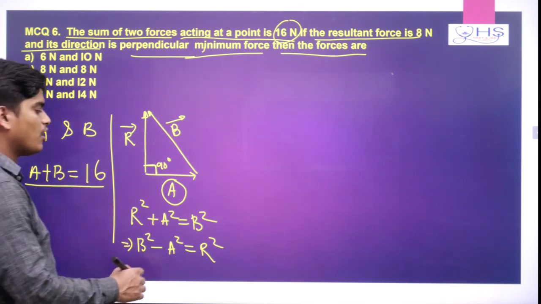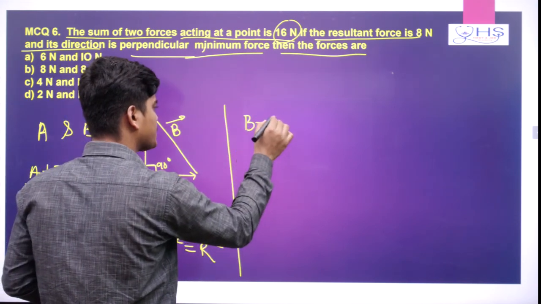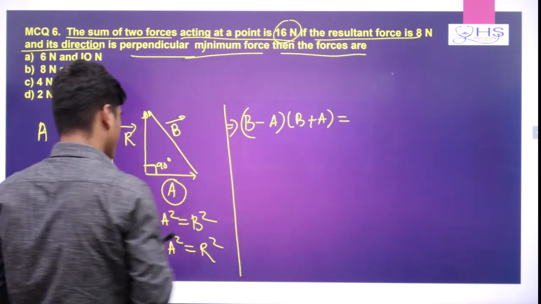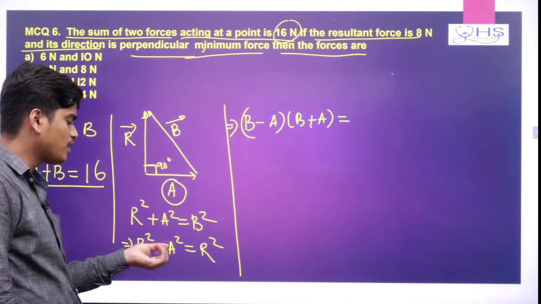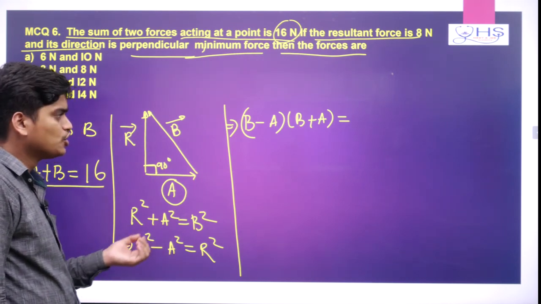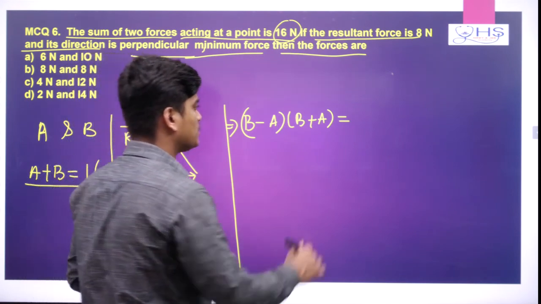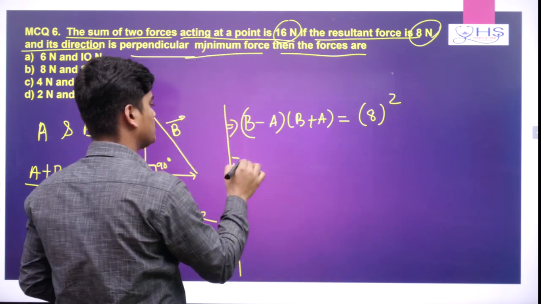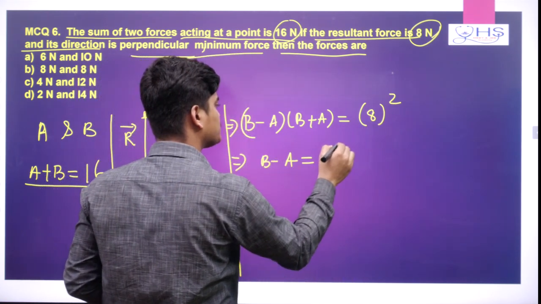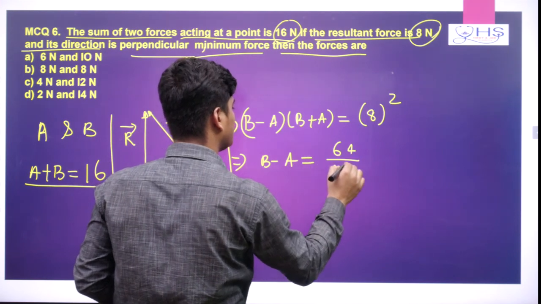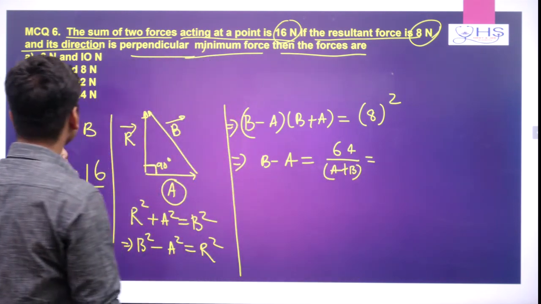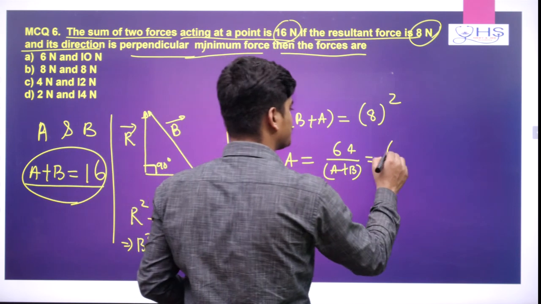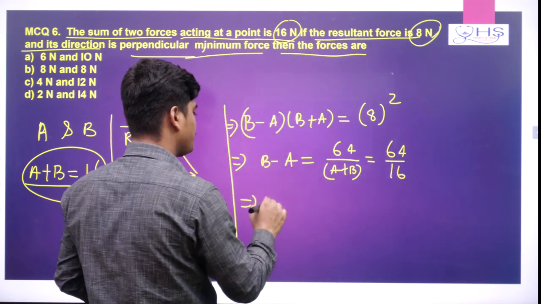Now what I am doing here? Instead of B square minus A square, because it is the A square minus B square formula, I am writing B minus A into B plus A. Then R square, R means the resultant is 8 Newton, that is 8 square, which is 64. Now B minus A is 64 by A plus B, and A plus B is given as 16 Newton. So 64 by 16. So I am getting B minus A equal to 4.